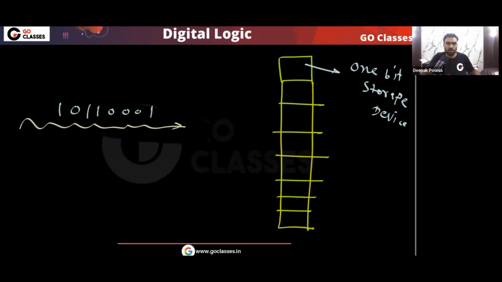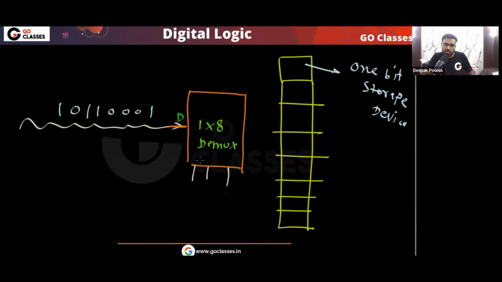Now to convert this serial stream to a parallel stream, we can use a demultiplexer. In the demultiplexer, you know there is only one input line, which I can call D, and there are many output lines. Let's assume this is a 1 by 8 demux, and these are the select inputs S2, S1, S0. There are a total of 8 outputs, connected like this.